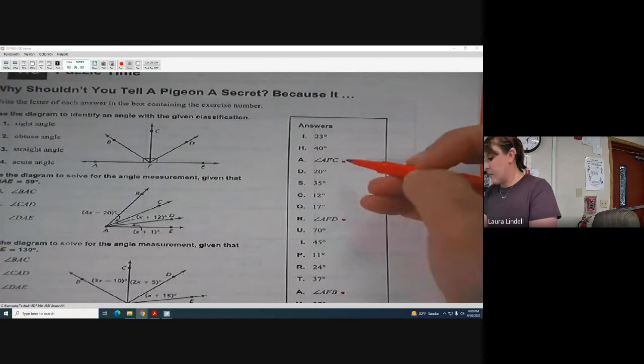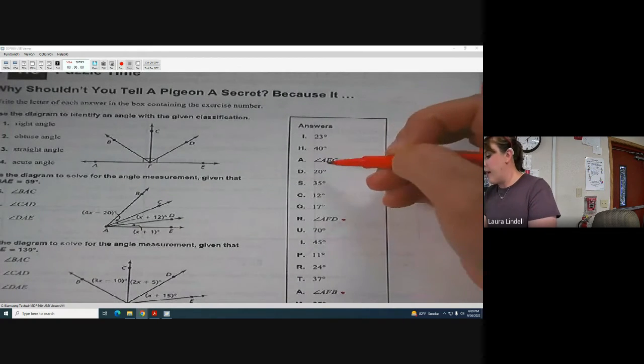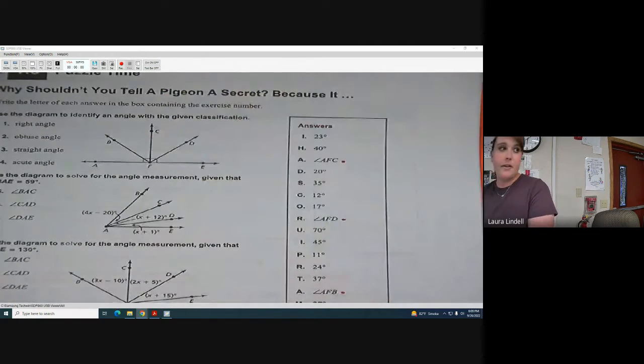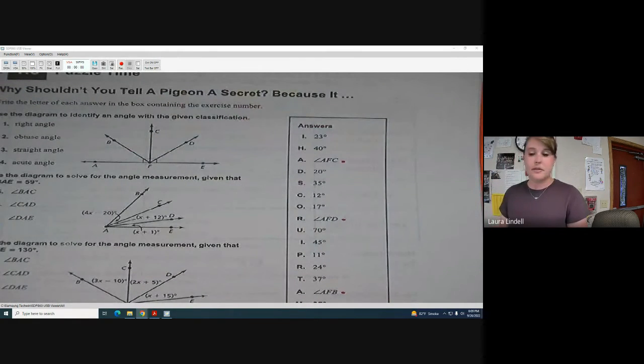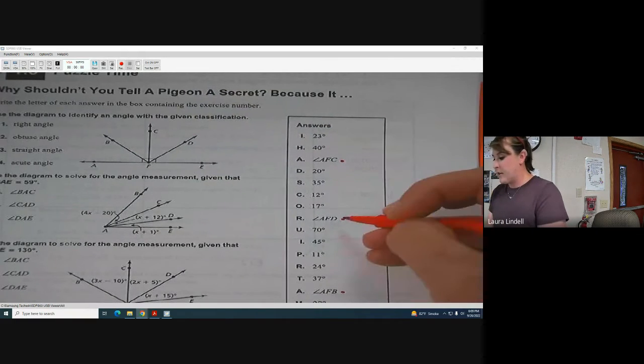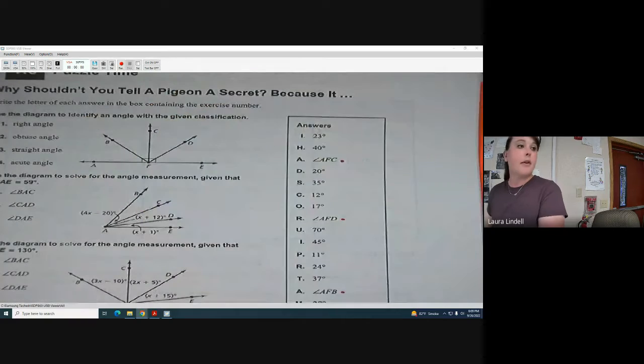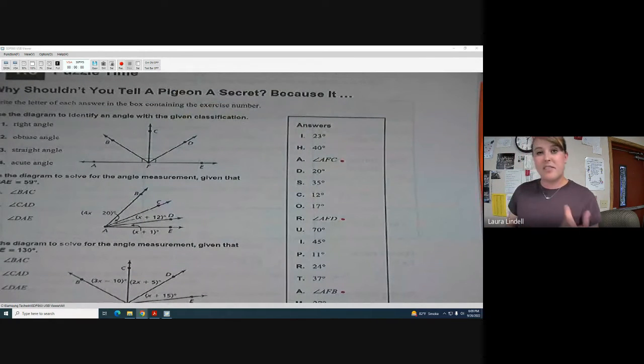So I would start with checking those ones and see what does angle AFC fit into? What category is that? Is it a right angle? Is it obtuse? Is it straight? What is it? So start with that one and then go on to the next one and see if that fits into any of those categories and so on. That's the approach I would use for that particular one anyway.